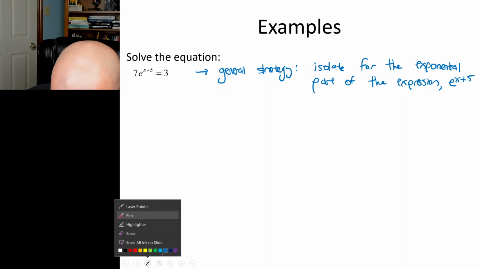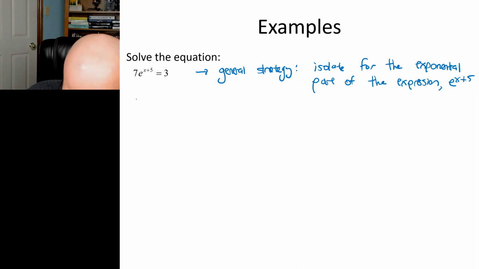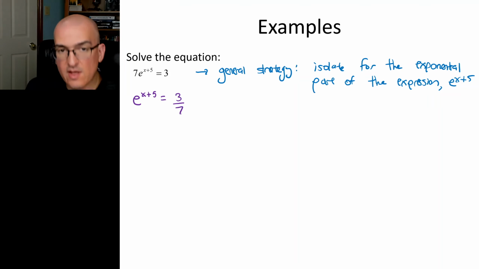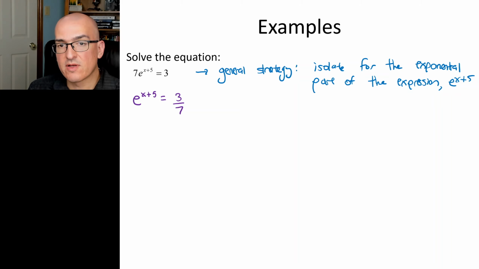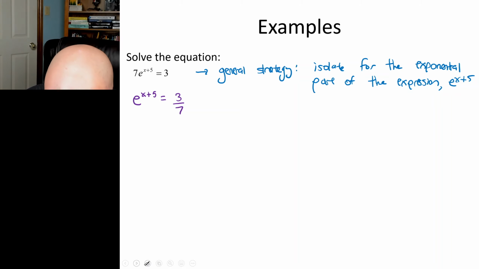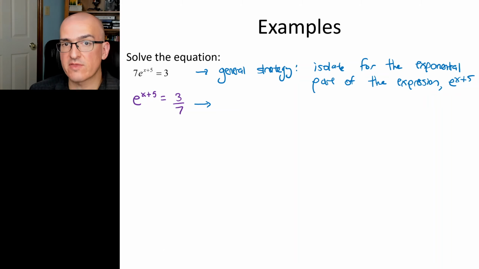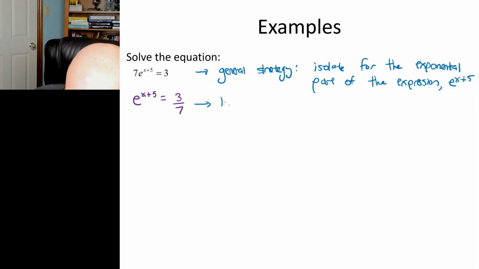So I'm going to divide both sides by 7. E to the x plus 5 is equal to 3 divided by 7. Now in the next step, I'm going to use the cancellation law. How do we use a cancellation law? This is a new operation. We've never done this yet. I listed it as one of the new operations, but we never had cause to use it. We're going to log both sides.